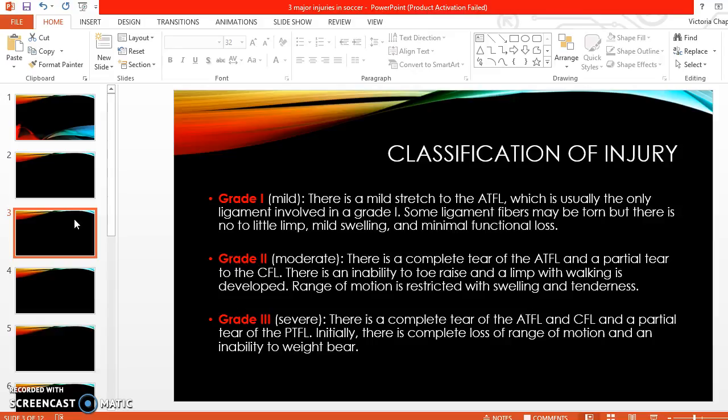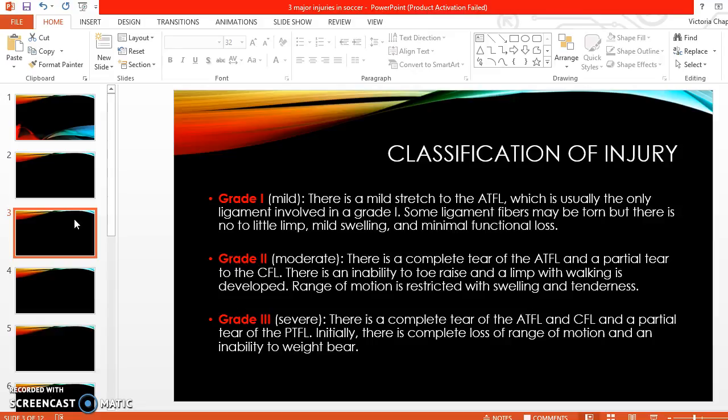There is a complete tear of the ATFL and a partial tear of the CFL. There is an inability to toe raise, and a limp with walking is developed. Range of motion is restricted with swelling and tenderness in level 2 or grade 2. Grade 3 is very severe. There is a complete tear of the ATFL and CFL and a partial tear of the PTFL.